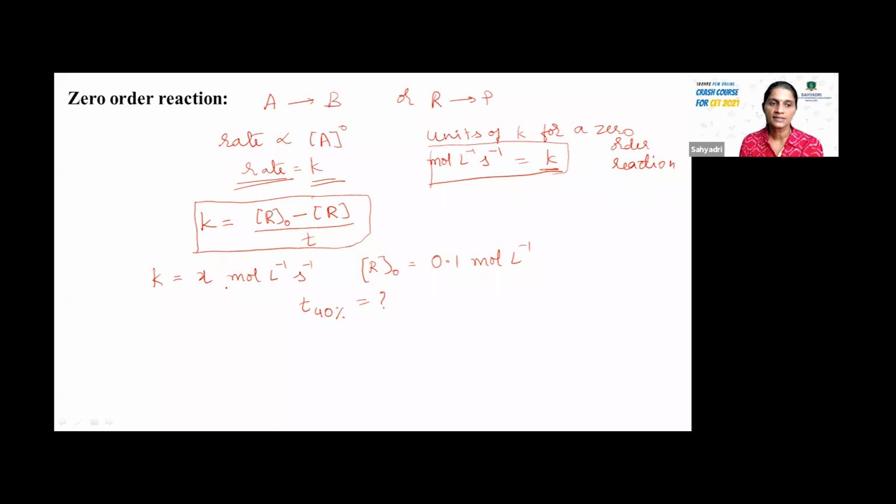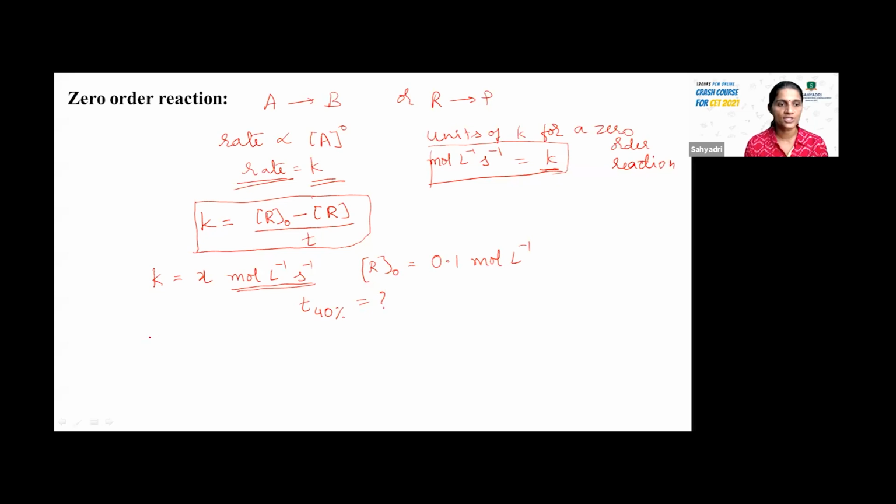So here, R naught is 0.1. What is T 40%? Nothing is mentioned here, not even whether it's a zero order reaction. But look at this. Bhaskar, you have told that you can go for the elimination method. Here, I will not say it's a zero order reaction. From the units, you can make out it's a zero order reaction.